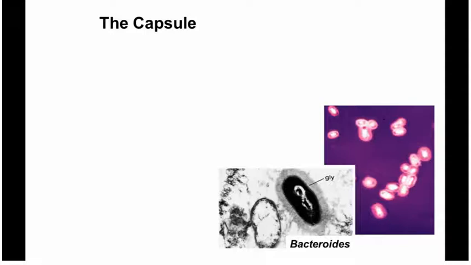Okay, outside of the cell wall, bacteria can have a capsule antigen. So you can see the capsule on light microscopy, this halo around the bacterial cells here. And by electron microscopy, sometimes you can see the same kind of thing. It's what's noted as a glycocalyx here.